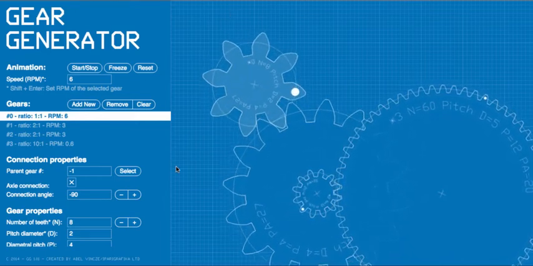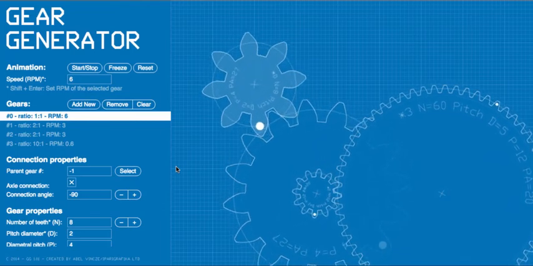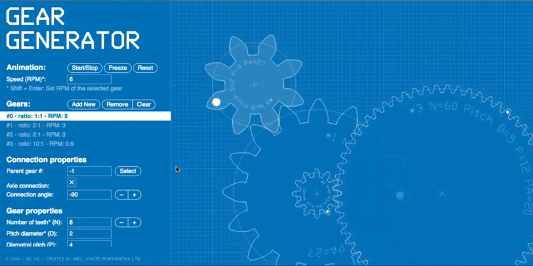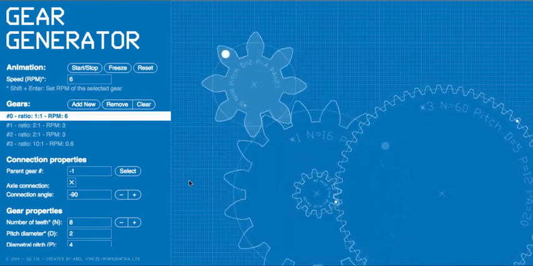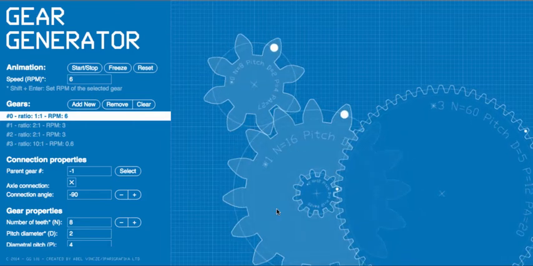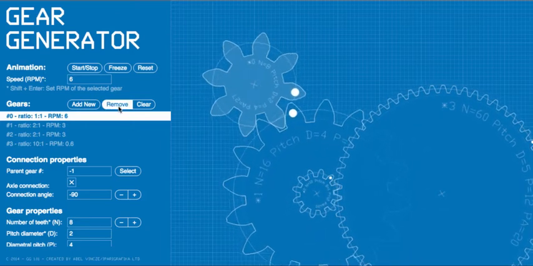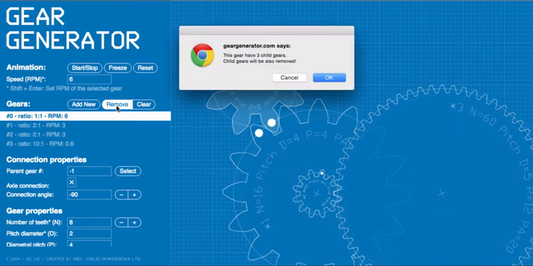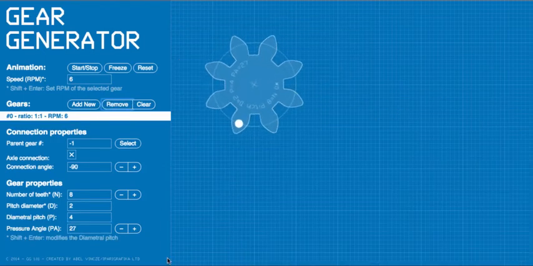Now when you jump into geargenerator.com, you will probably see an arrangement of existing gears. Let's start by removing those. So we're going to click on the remove button and you will receive a message indicating that you have some child gears as well that are reliant on the parent gears. They'll be removed. That's okay. Click OK. All right. So now we've cleaned house.